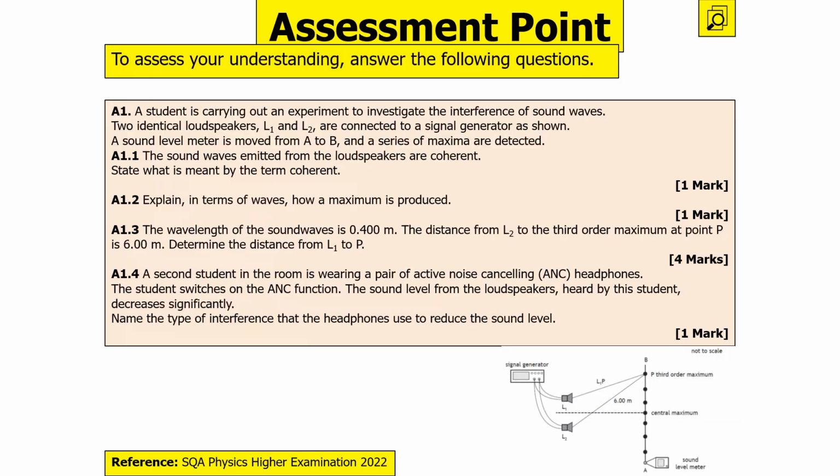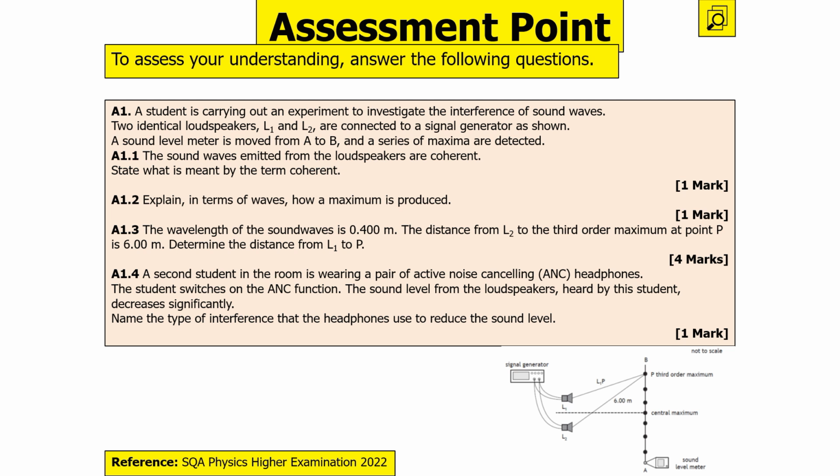A student is carrying out an experiment to investigate the interference of sound waves. Two identical loudspeakers L1 and L2 are connected to a signal generator as shown. A sound level meter is moved from A to B and a series of maxima are detected. The sound waves emitted from the loudspeakers are coherent. State what is meant by coherent. Explain in terms of waves how a maxima is produced.